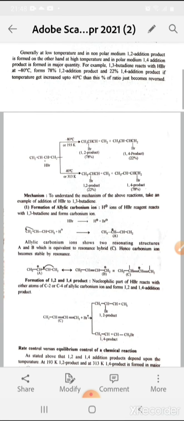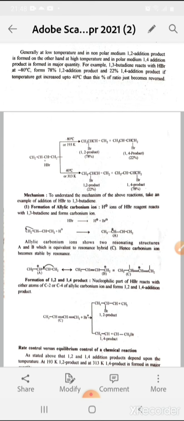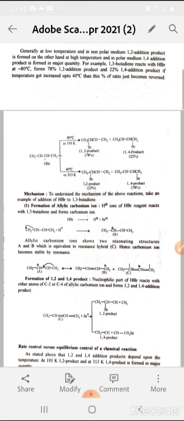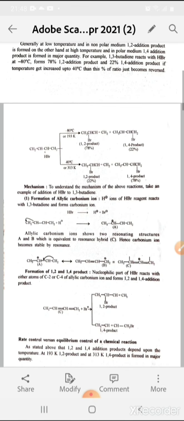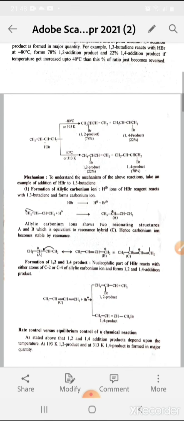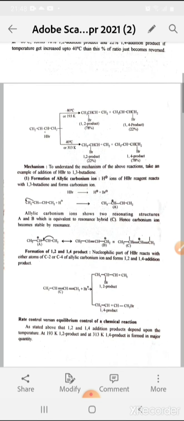first is formation of allylic carbonium ion. HBr splits into hydrogen proton and bromide ion, and the hydrogen ion formed in this way reacts with 1,3-butadiene, forming allylic carbonium ion. Allylic carbonium ion shows two resonating structures A and B, which is equivalent to resonance hybrid C. Hence carbonium ion becomes stable by resonance.